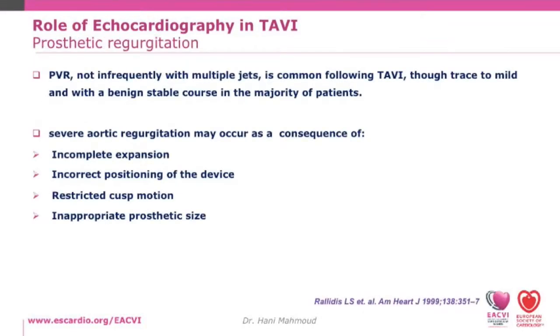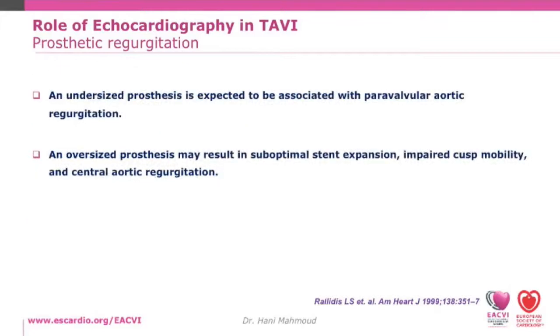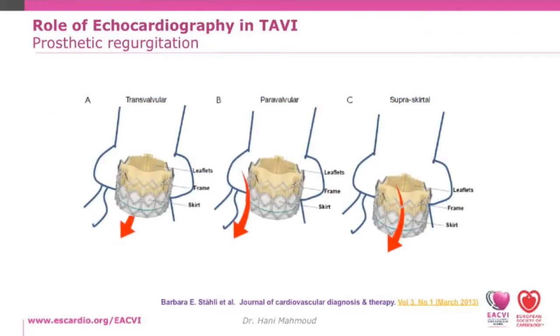Prosthetic regurgitation. This is one of the most common complications, and one of the complications that was shown to have increased risk of MACE after the TAVI. Severe aortic regurgitation can occur as a consequence of incomplete expansion, incorrect positioning of the device, restricted cusp motion, or inappropriate prosthetic size. As we said before, the undersized prosthesis is expected to have a paravalvular aortic regurgitation, but an oversized prosthesis is expected to have a central regurgitation due to the wrinkled leaflets.